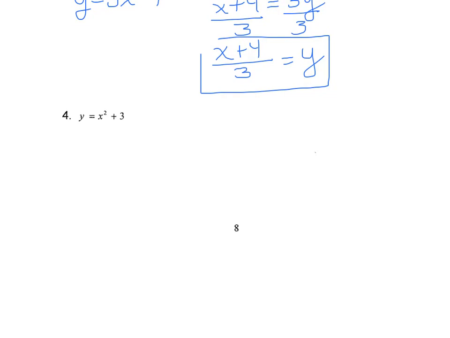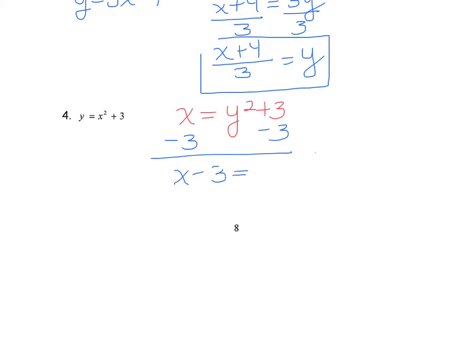Find the inverse of y equals x squared plus 3. All right, well, we already have a y there, so we don't have to change anything to y because it's already there. So all we need to do now is switch the x and the y. x equals y squared plus 3. Okay, let's get y by itself. We're going to subtract 3 on both sides and get x minus 3 equals y squared.